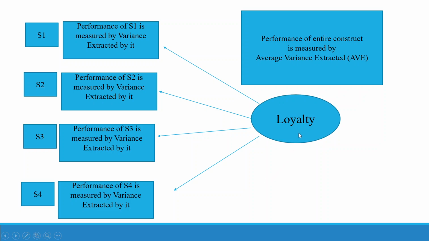Now let's try to understand the concept of convergent validity. Loyalty is measured with the help of four statements: S1, S2, S3, and S4. The performance of the entire construct loyalty is measured by average variance extracted. Now, how we will calculate this AVE? For this, we will assess the performance of S1, which is the variance extracted by S1. S2, the variance extracted by S2, S3, S4. So these are the performances.